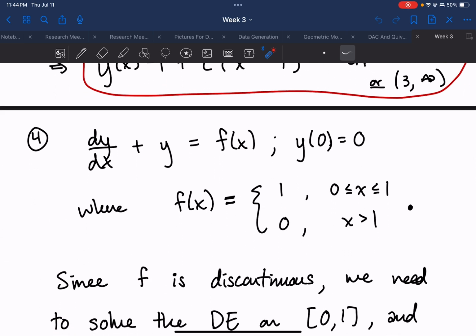dy/dx plus y equals f of x, y of 0 equals 0. So this is going to help us pin down our constant of integration at the end, right? That's all this is going to do. Everything's going to be the same, except for the very end, we're going to be able to solve for c.